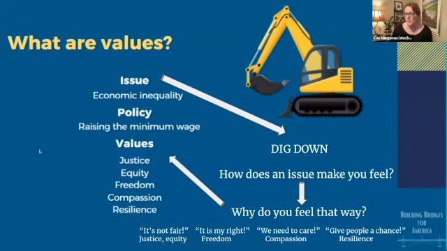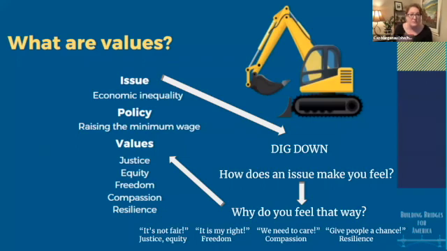Let's dig down a little bit more. How do you find the core value that makes economic inequality important to you, or raising the minimum wage important to you? What is it that's really driving you towards that? To find that, first, when I say economic inequality, how do you feel? What is that emotion? Is it frustration? Are you angry? Hopefully you have a negative connotation with the words economic inequality. So what is that for you? It's going to be different for every person.